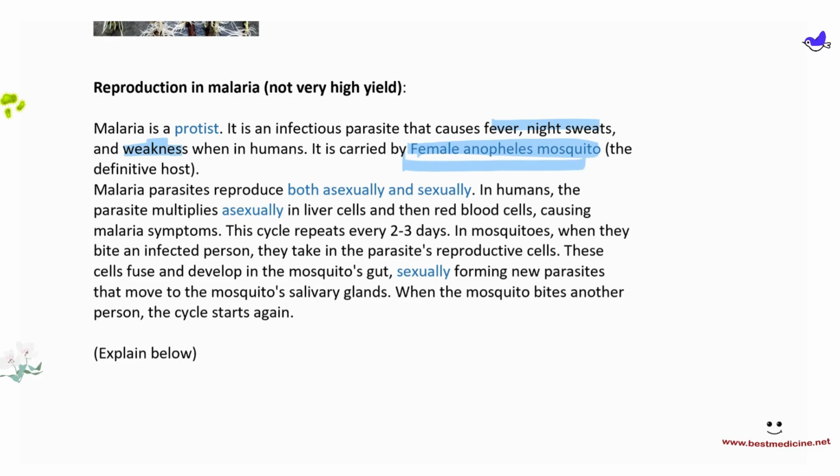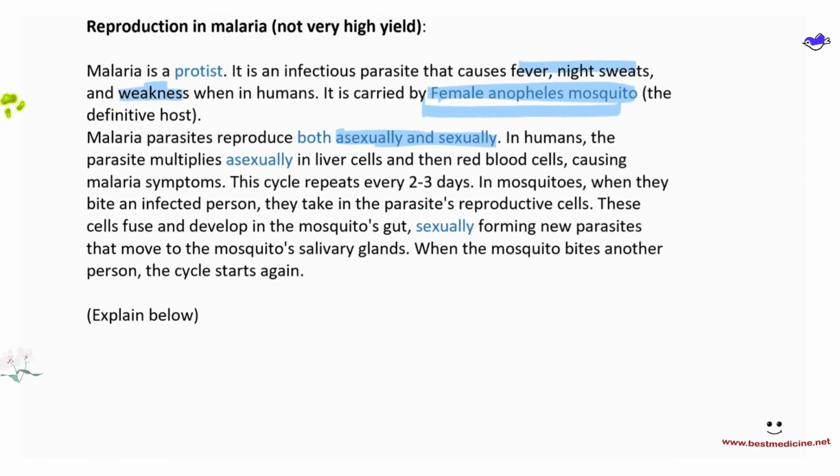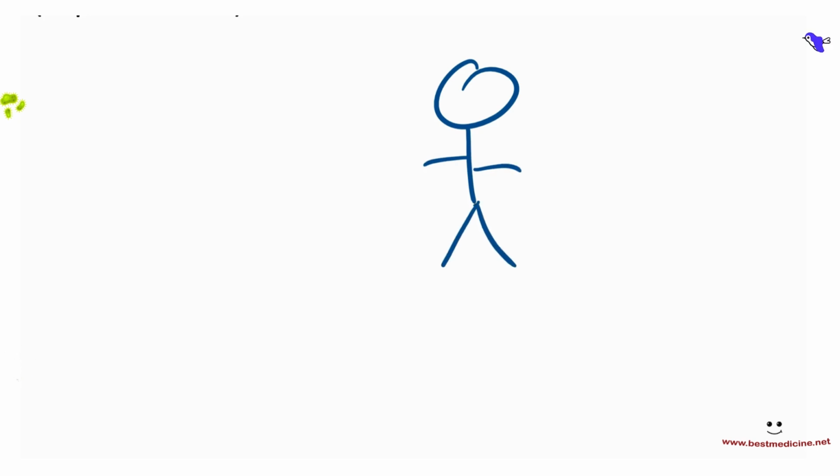The definitive host. Now, here's the thing. Malarial parasites reproduce both asexually and sexually. It's a little bit weird what goes on here. Remember that when malaria enters the human body, it enters through the mosquito. So you have a person here, right? Let's draw a person, and then a mosquito comes in. Here's a mosquito, and it takes a blood meal.